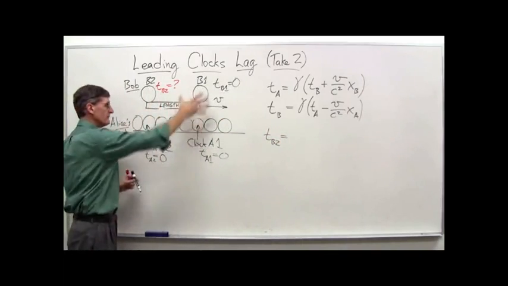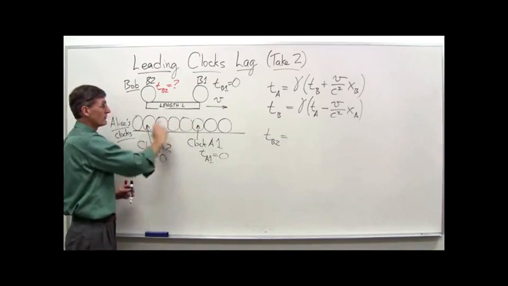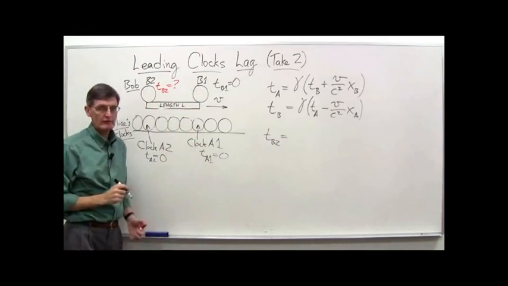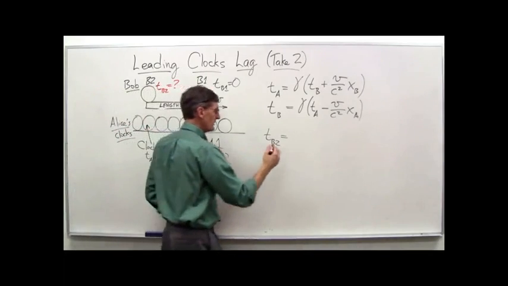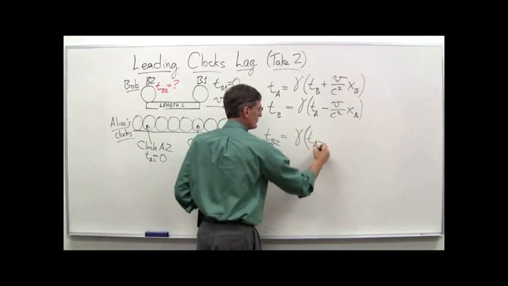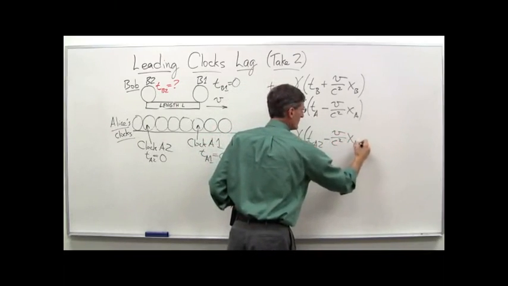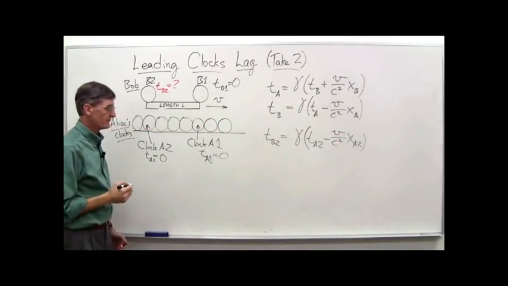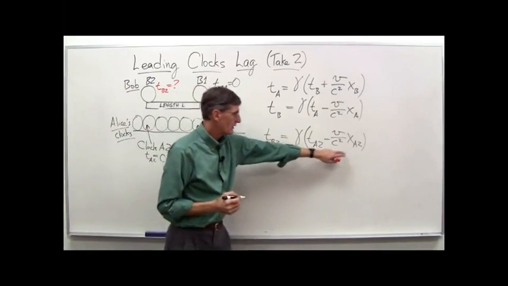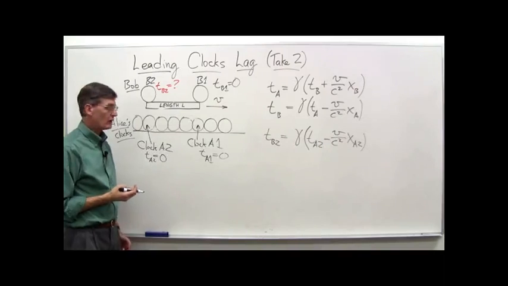Given this situation, the flash photograph is taken at the same instant as far as Alice is concerned. This reads 0, this reads 0, this reads 0. What does this clock here read? The Lorentz transformation will give it to us. So we've got TB2 equals gamma times TA2 minus V over c squared times XA2. If we know TA2, the time on Alice's second clock, and the position of Alice's second clock according to Alice, then we're good to go.